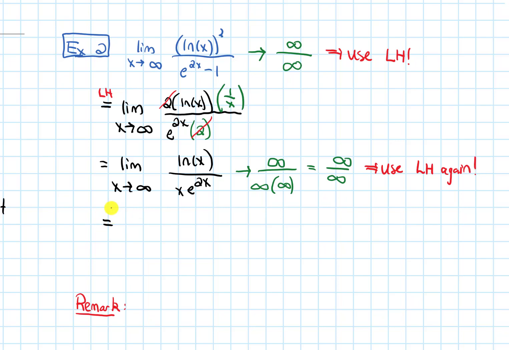Okay, so I'll put an equal sign, and I'll put an LH above the equal sign because I'm using L'Hopital's now. So we have the limit as x goes to infinity. The derivative of the top is 1 over x. And on the bottom, we need the product rule.